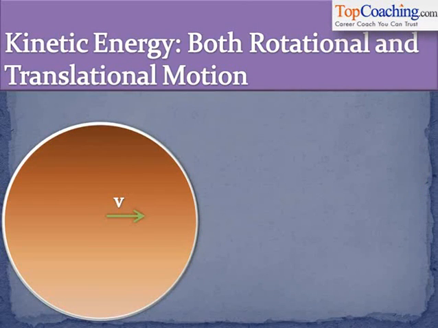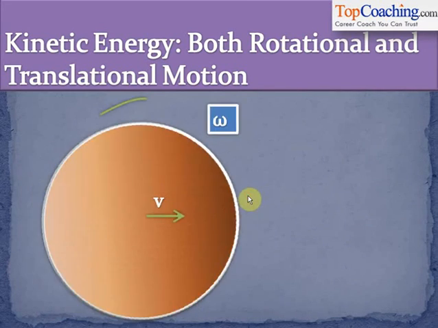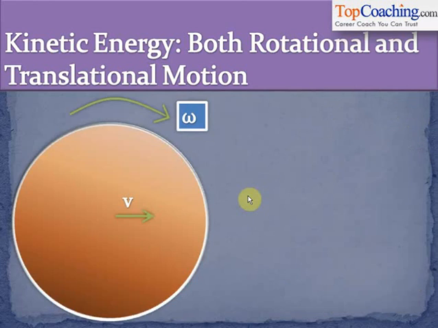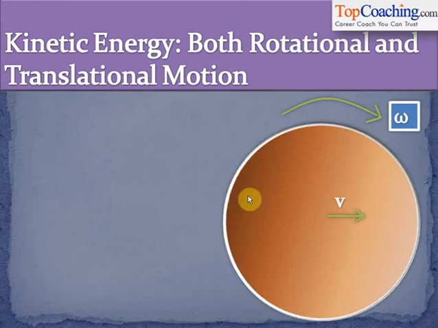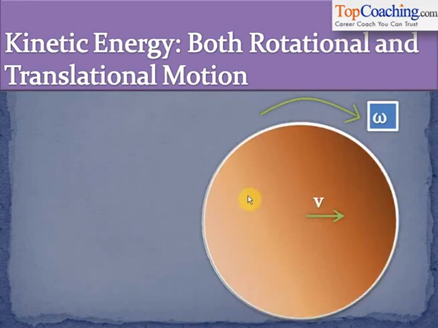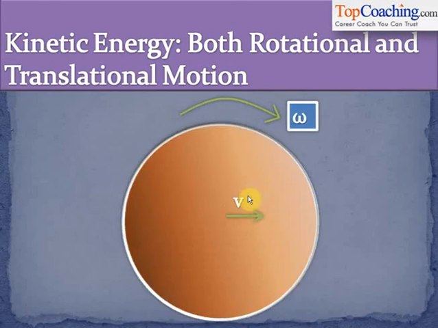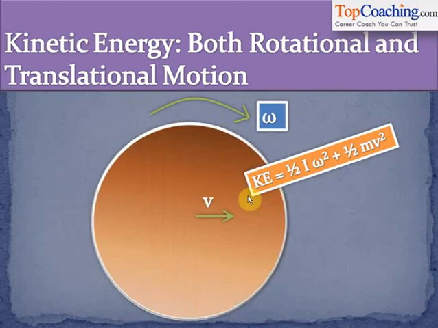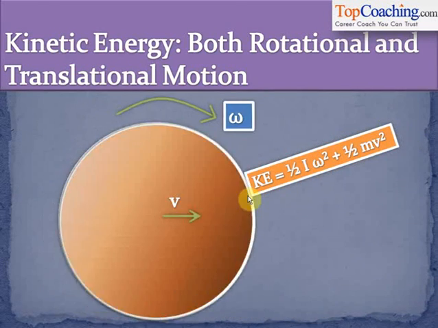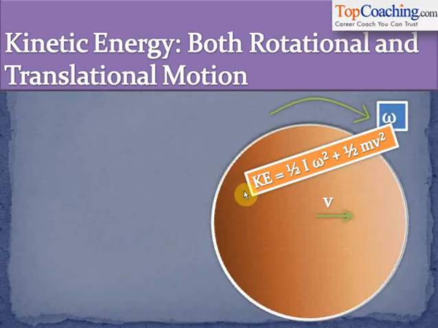Another important concept that you must understand in translation combined with rotation is the concept of kinetic energy. You see, when our wheel or ball or body is rotating about its center of mass, and the center of mass is also moving in translational motion, we have both translational and rotational kinetic energy. If you look at this body which is rotating about its axis and also moving forward with a velocity v, the kinetic energy of this body will be half I omega square plus half m v square.